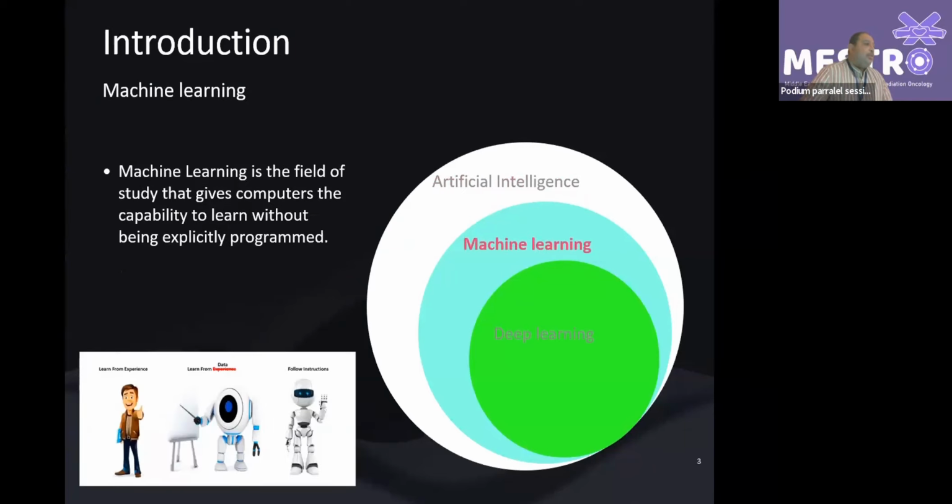A subset of artificial intelligence is what's called machine learning. Machine learning is the field of study that gives computers the ability to learn without being explicitly programmed. Machines follow instructions given by a programmer, while humans learn from experience. So in machine learning, we're trying to give a machine the ability to learn from data.